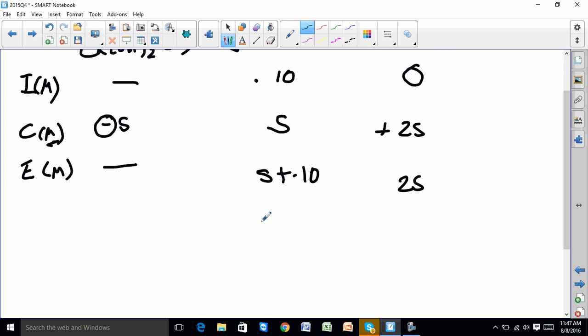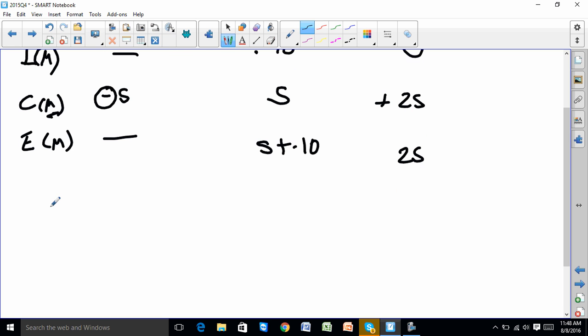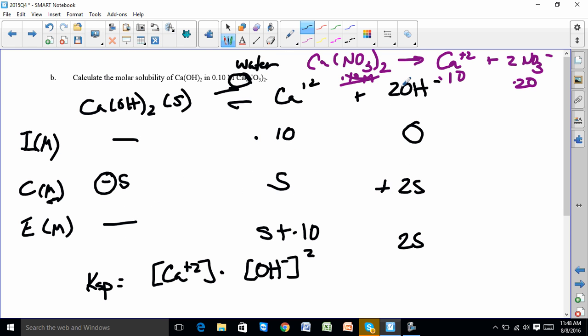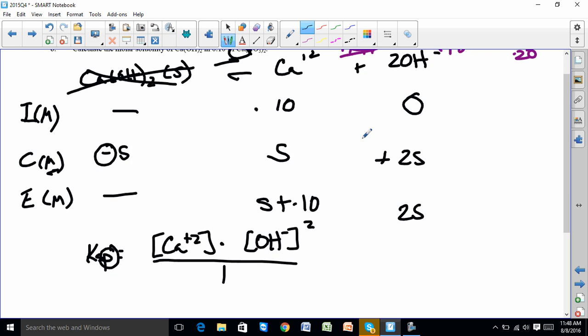Now, interesting, you're going to look online and they're going to give you a way to estimate this, but let me just say this. Ksp is equal to the concentration of the calcium ion times the concentration of the hydroxide ion squared because of this 2. The solid is not used because solids and pure liquids do not go into equilibrium. It ends up being just a product because in Ksp, the denominator is always 1.